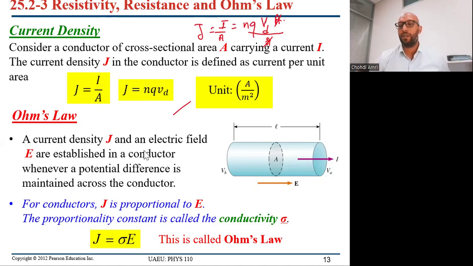The current density J and an electric field E are established in the conductor whenever a potential difference is maintained across the conductor. In this case, we can say that the current density J equals a constant called sigma, the conductivity, multiplied by E, and this is Ohm's law for conductors. So sigma is the conductivity. Let's continue.